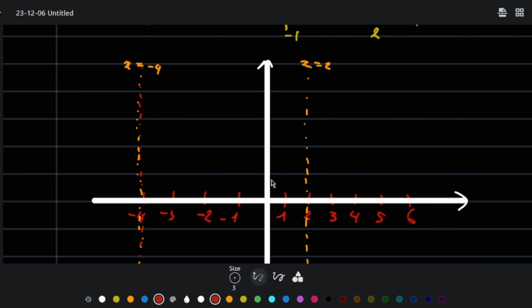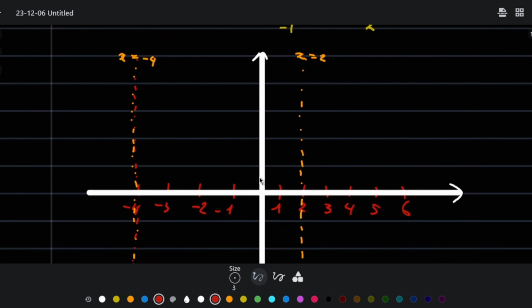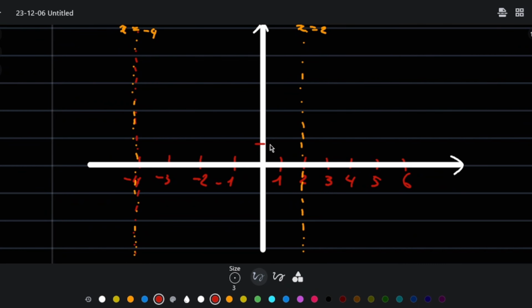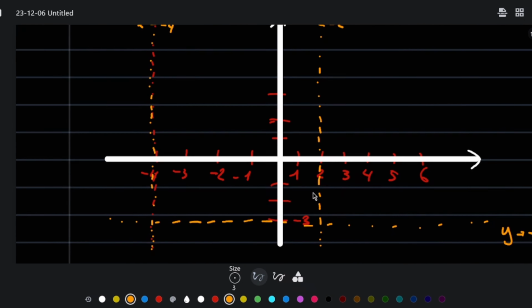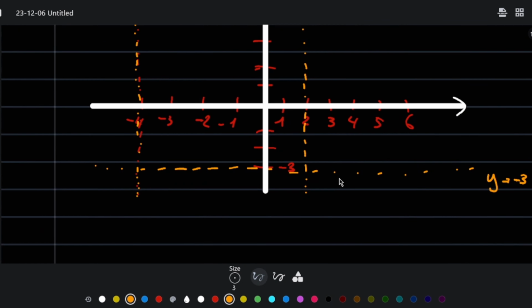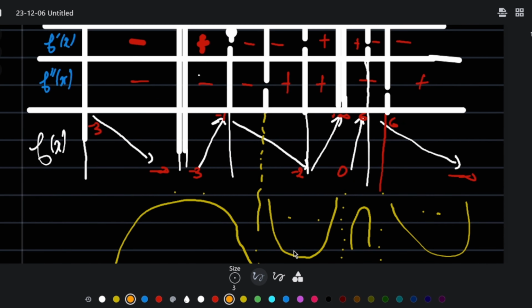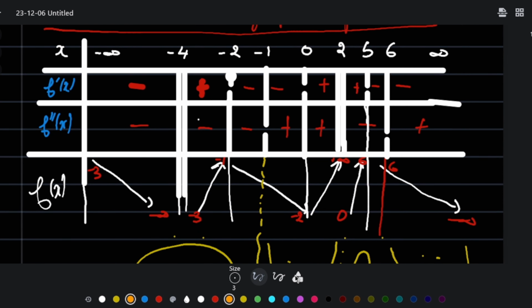So we said that y equal to -3 is a horizontal asymptote, so let's draw it. So this is y equal to -3, which is a horizontal asymptote. Okay, and yeah, that's it.